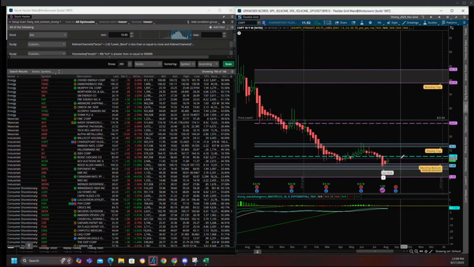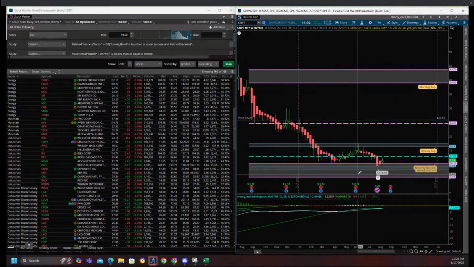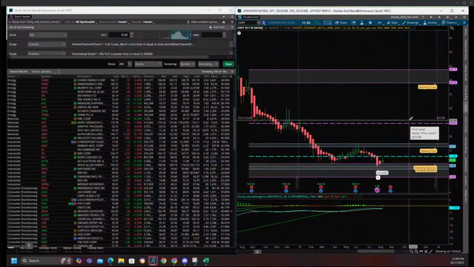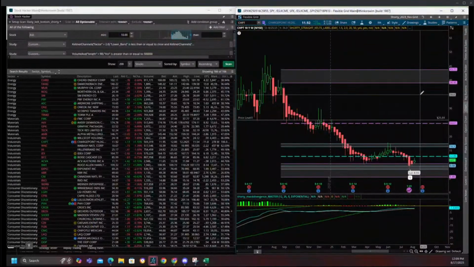But this does look pretty good, guys. Monthly bottom, weekly bottom. I mean, just think about it. If it goes anywhere towards 25, 40, which it can, any news will drive this, and that'll be a bad play.